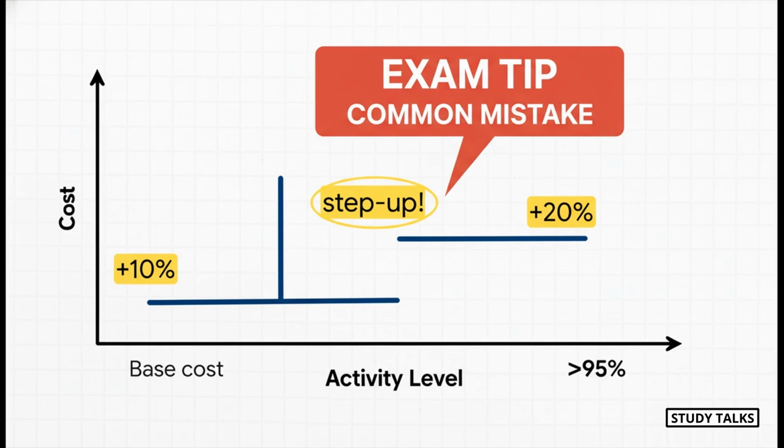This is the exam trap. The question explicitly says that semi-variable costs step up at certain levels. They jump by 10% when you're between 85 and 95% activity, and they jump by 20% if you go above 95%. This means you absolutely cannot just prorate that initial cost. You have to follow these specific rules. This is where the marks are won or lost.